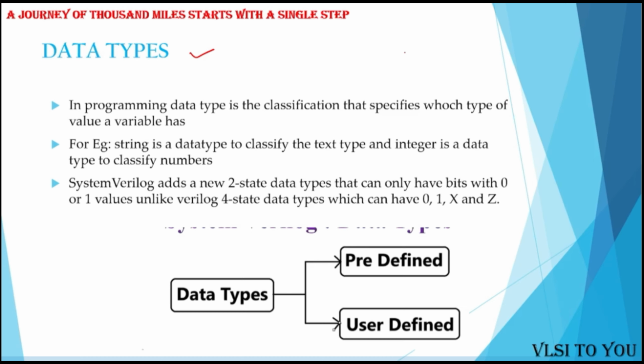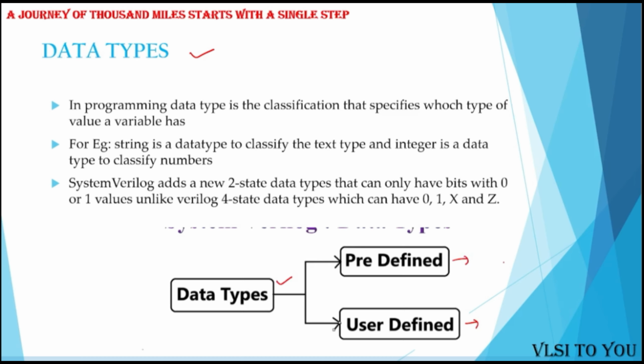But the important thing is that SV has many advanced data types compared to Verilog. In Verilog, what data types have you learned? Like reg, wire, integer, real, time. These are the basic data types you learned in Verilog. In SystemVerilog, along with these, you also have many more data types for usage. Again, these data types are categorized into two types: predefined data types and user defined data types.